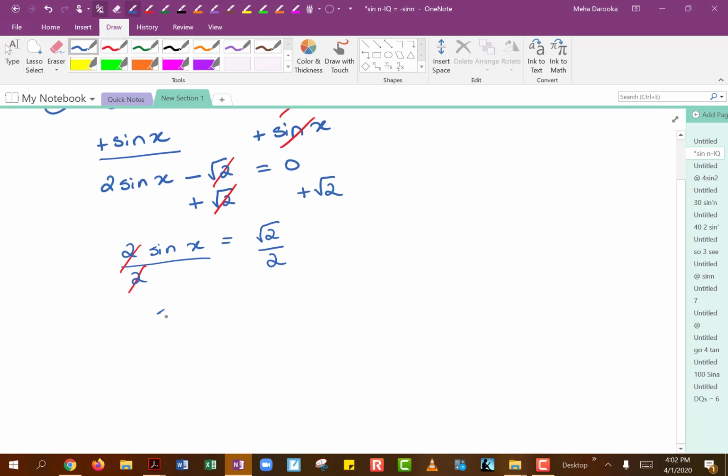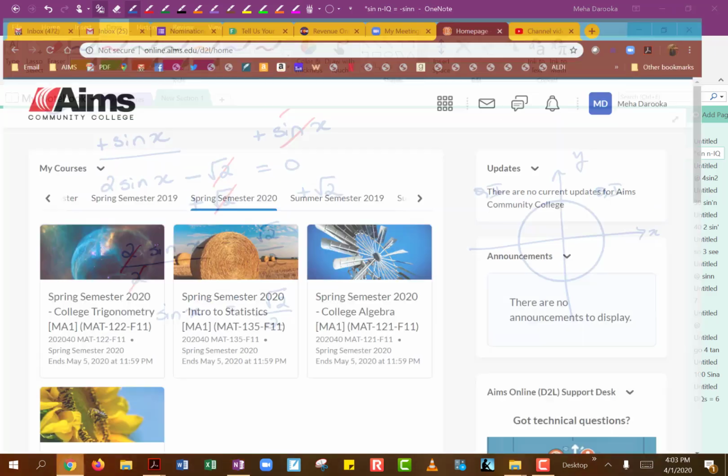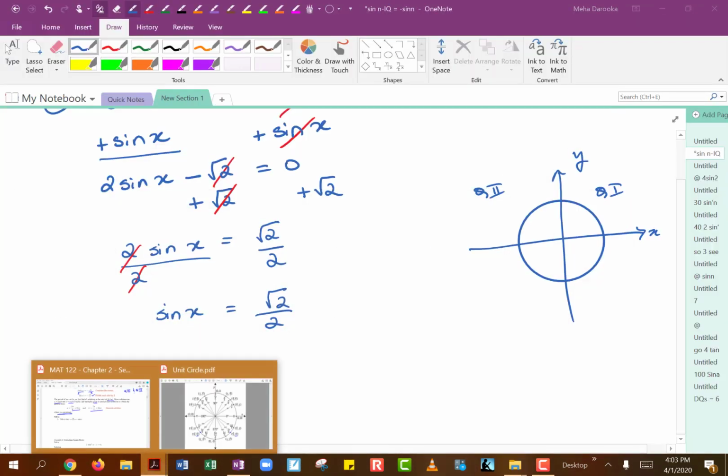And you are left with sine of x equals positive square root of 2 over 2, right? So if it's going to be positive square root of 2 over 2, just think of this as our unit circle. For positive sine, you are looking at quadrant 1 and quadrant 2, and this actually comes at your 45-degree angle.